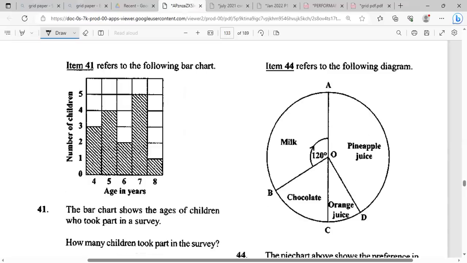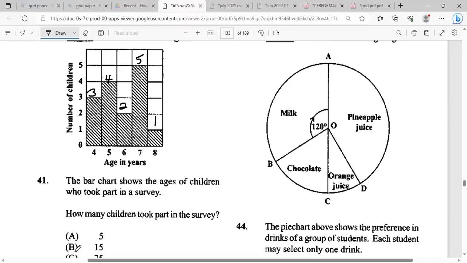Item 41 refers to the following bar chart. The bar chart shows the ages of children who took part in a survey. How many children took part? Of course, we know it's a read off of this because this gives the number of children. And then this would be 2, this would be 5, this would be 1. So in all, 3 and 4, 7 and 2, 9, 9 and 5, 14 and 1, 15.